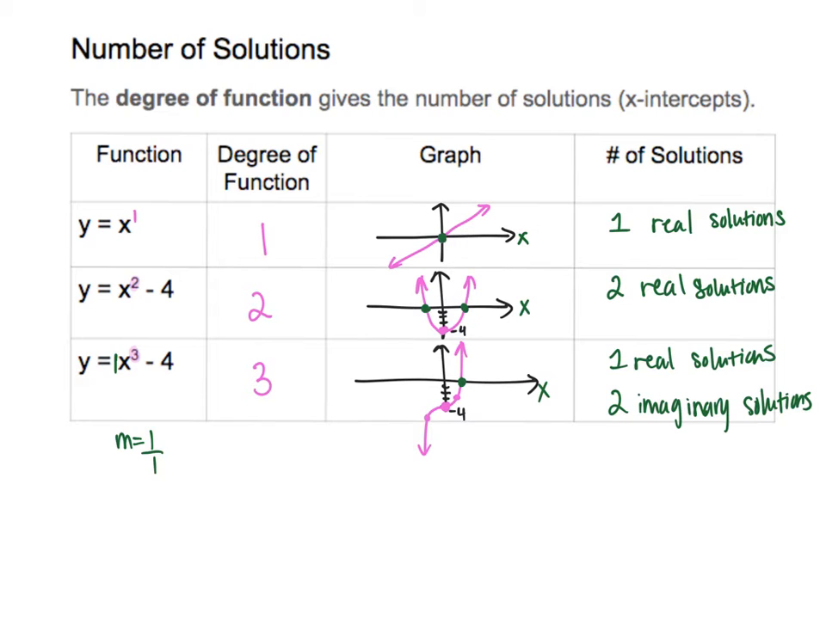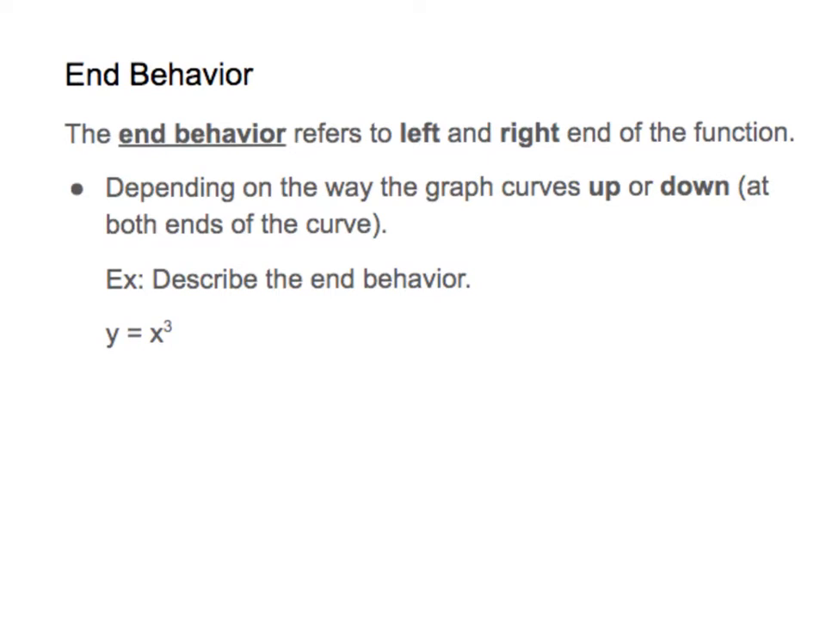So let's move into a few more definitions that I need to mention. Let's talk about end behavior. End behavior is just describing what is happening on the far left and far right side of the function or the curve. So when you're graphing, you need to look at the left and right side of the curve and figure out which way it is curving, up or down. So you're just going to describe, is the left pointing up or down, and is the right pointing up or down?